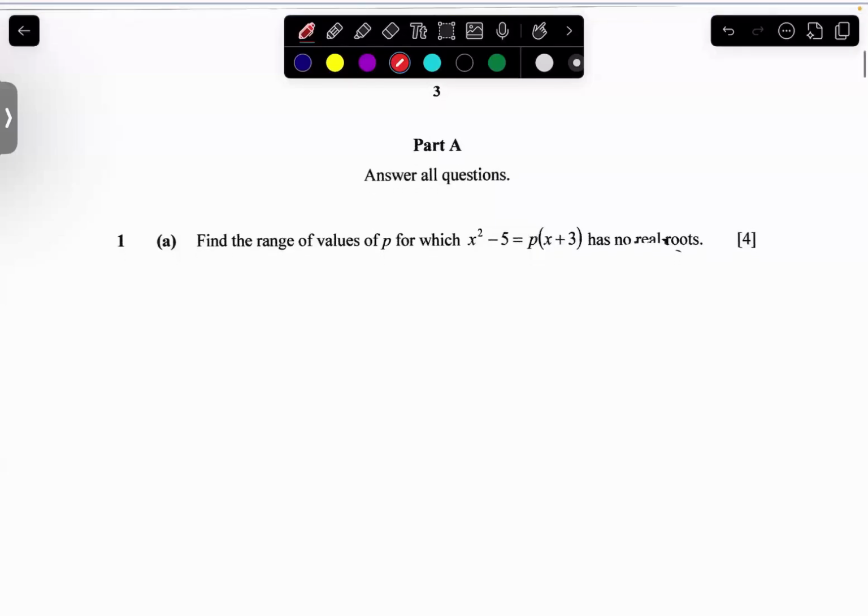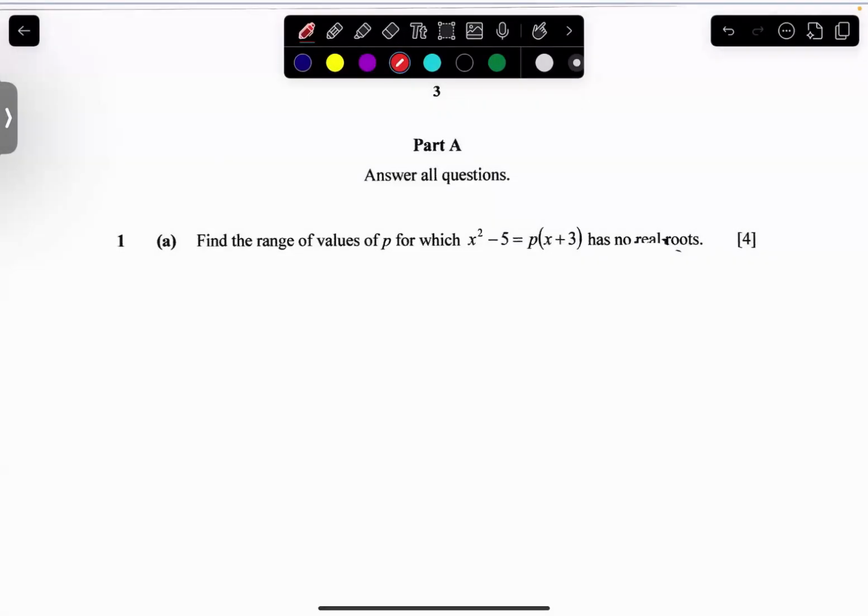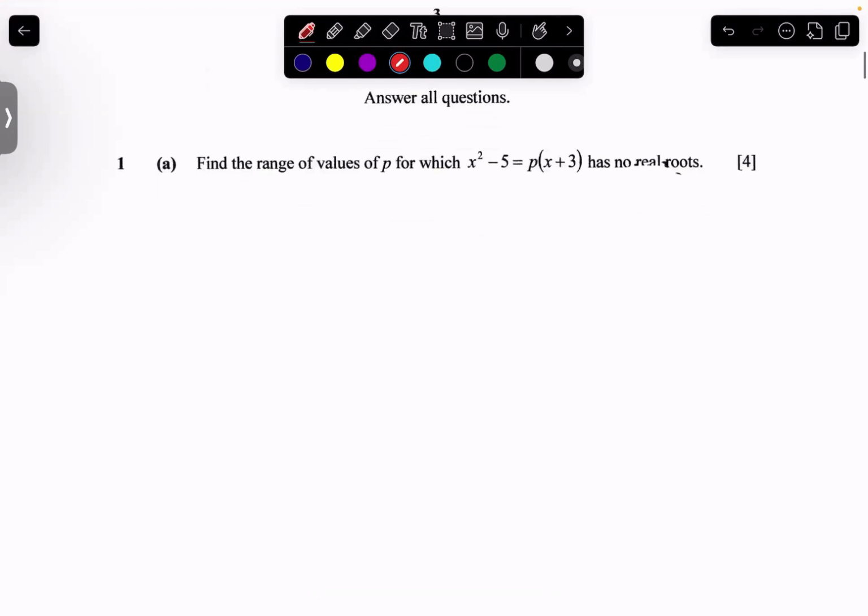Okay, let's look at Riverside 2022 A.Math paper, Sec 3, end of year. Alright, question 1a. Find the range of values of p for which x squared minus 5 equals p(x plus 3) has no real roots. Okay, so the hint down here is no real roots, and range of values.